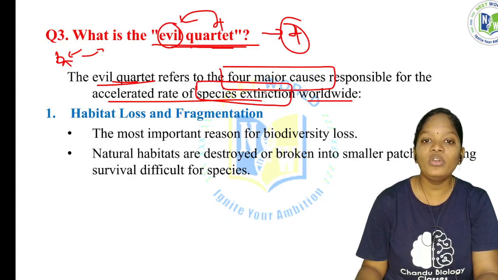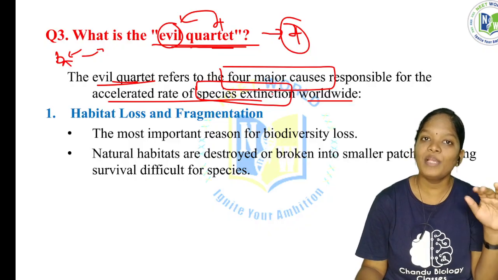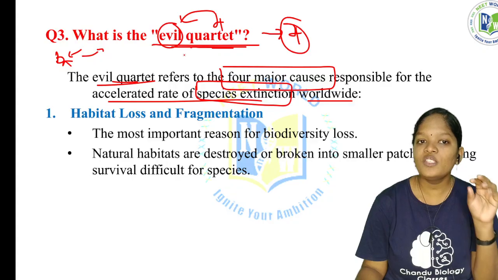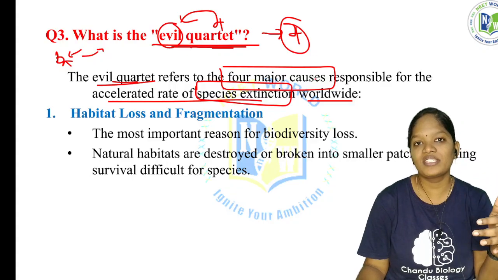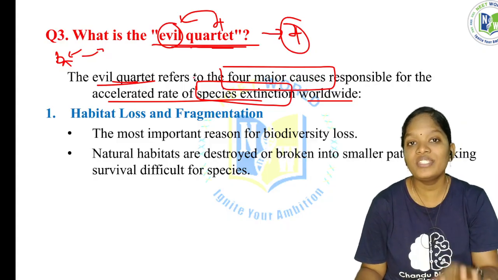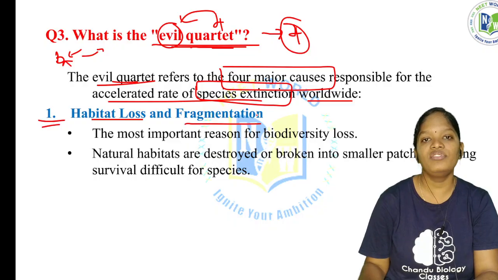But you should know it is natural. Even though humans are not present on the globe, extinction will always happen. But these four causes will increase the rate of species extinction. What are all those? That was done by humans. So the first cause will be habitat loss and fragmentation.